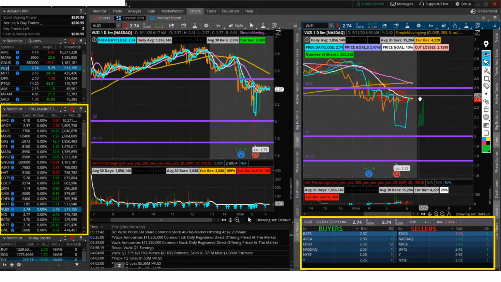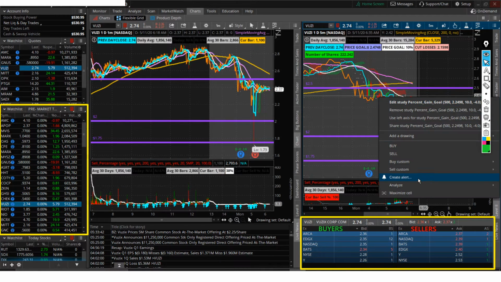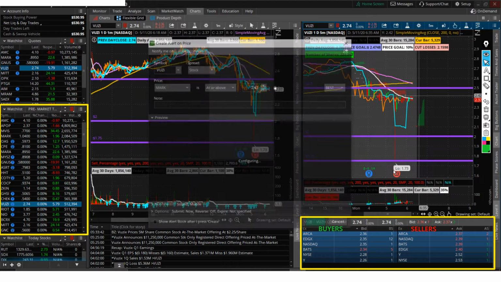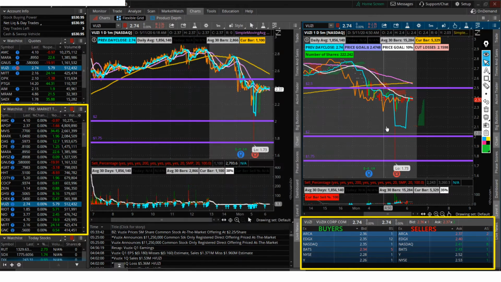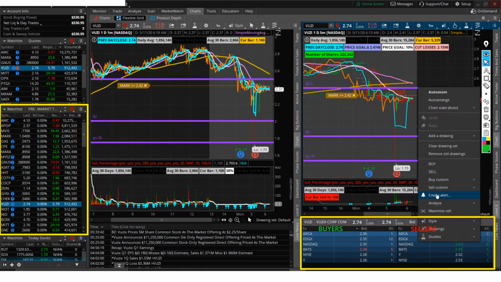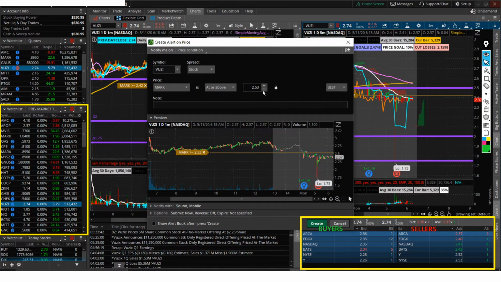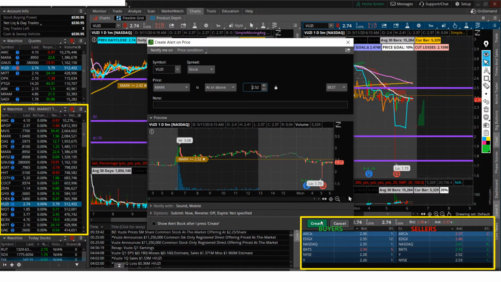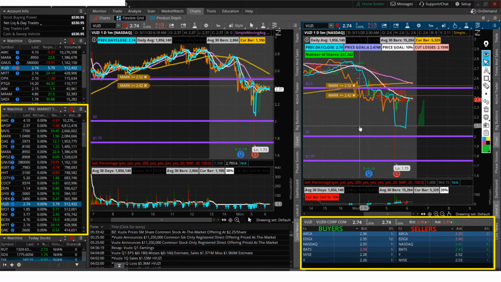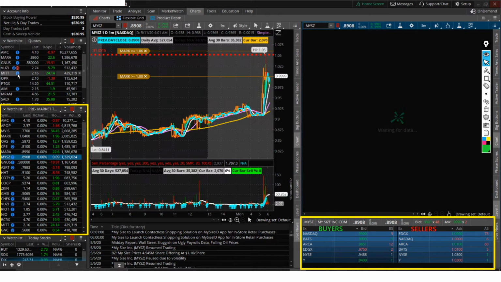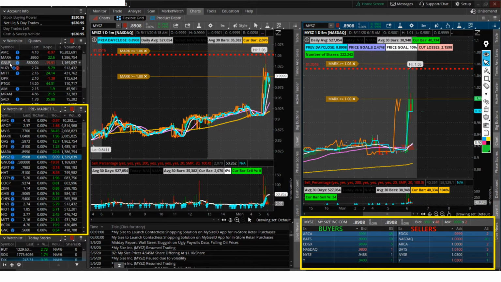I'm just going to create an alert at 2.40, 2.42 it looks like, and then I'm going to create another one at 2.52 just in case it does make some move. But if it makes a move, it's probably because of low volume traders. So definitely one that we'll have to keep an eye on.